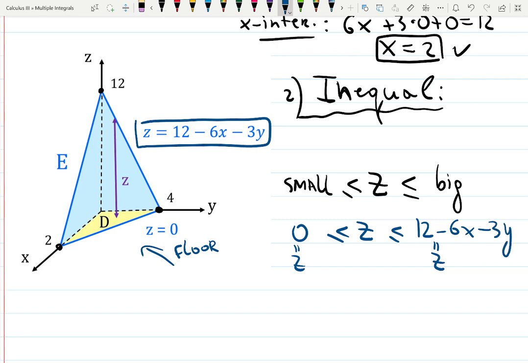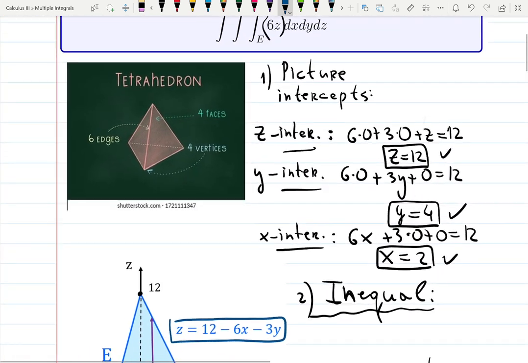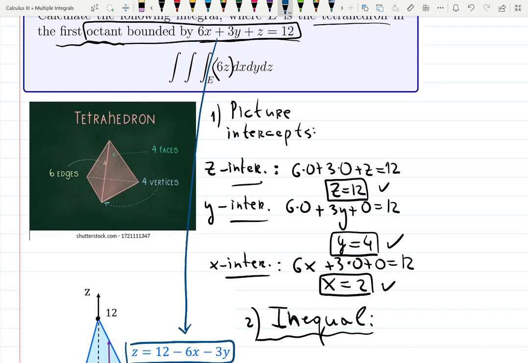So that's my change for z. Just a second. Do you know where I got this? That's what I wanted to ask. Do you know where I got this? Z equals 12 blah blah blah? Yeah, from the top. From here. I solved for z. That's what I did. Z was 12 minus 6x minus 3y from here.